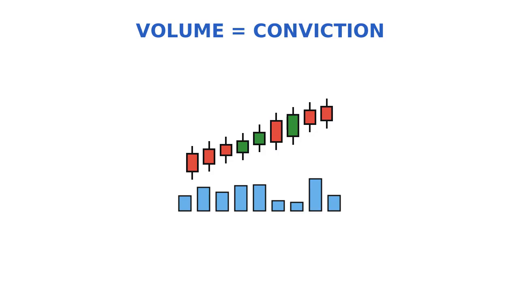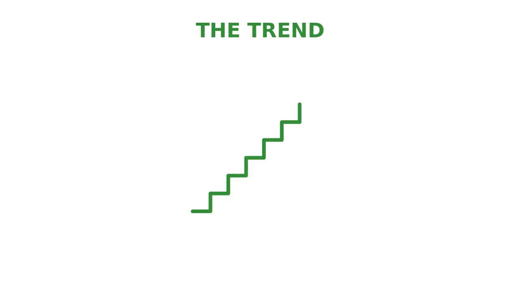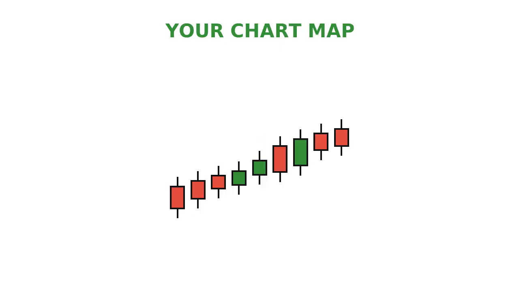So there is your starter map. Candles for the story of each period, trend for the big direction, support and resistance for the key levels, and volume for the conviction. With just those 4, that intimidating squiggle transforms into something you can actually read, like learning the basic grammar of a new language.